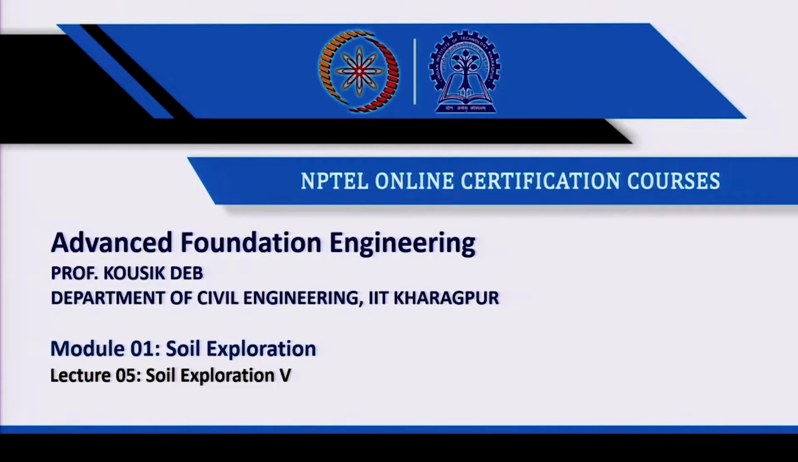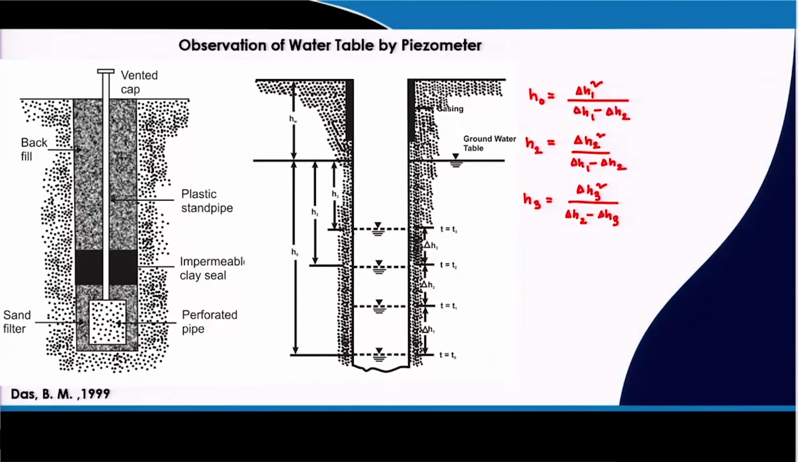So, in the last lecture I discussed how we can determine the water table position for sandy soil and for clay soil. Today I will first discuss how we can determine the water table position for clay soil by using one example problem. This is the expression by which we can determine the water table position of clay soil by using piezo cone.